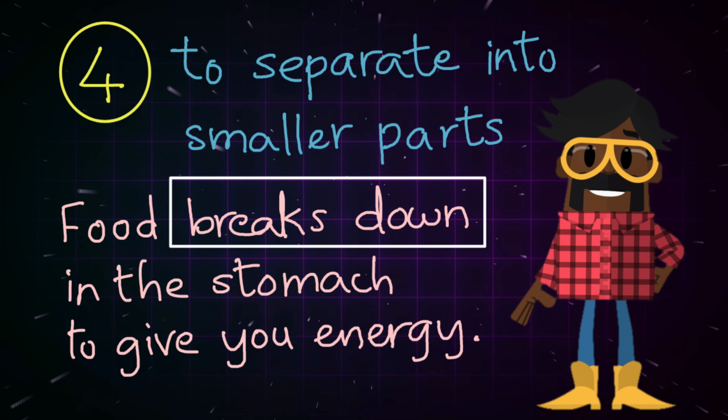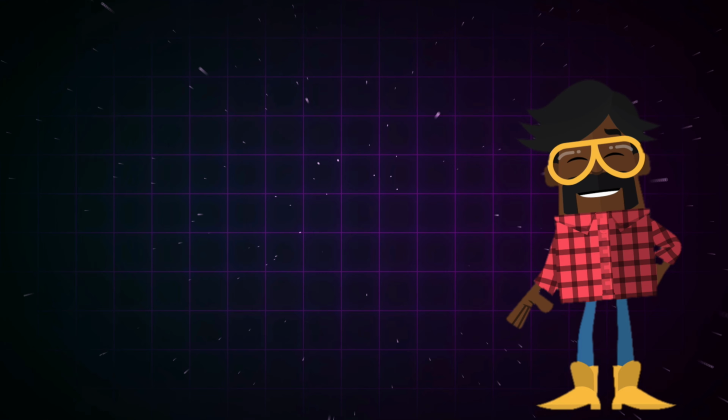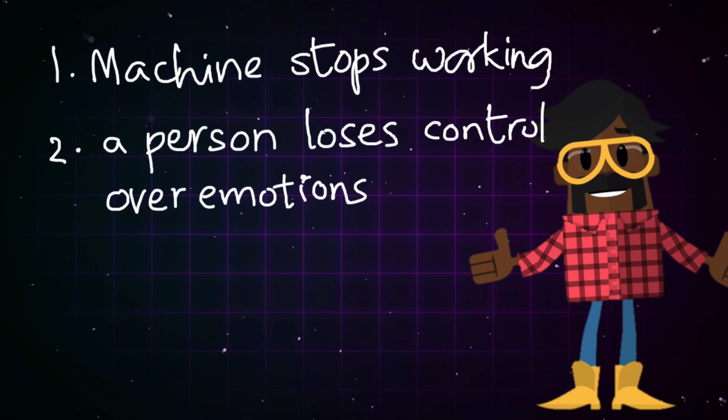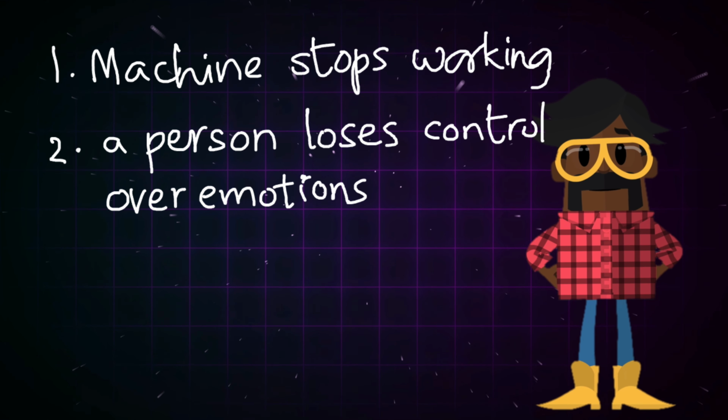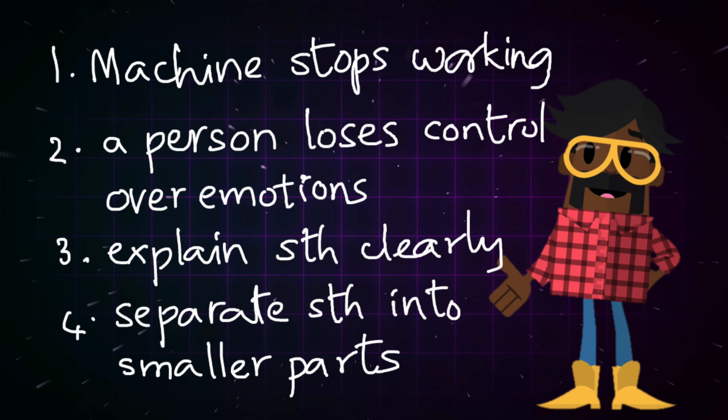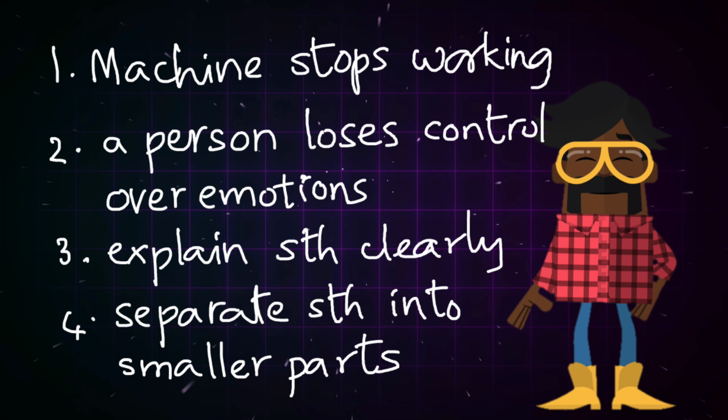Let's review all the meanings. Break down can mean: 1. A machine stops working. 2. A person loses emotional control. 3. To explain something clearly. 4. To separate something into smaller parts.